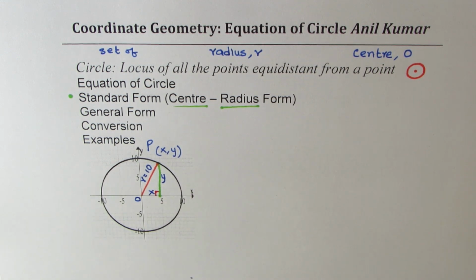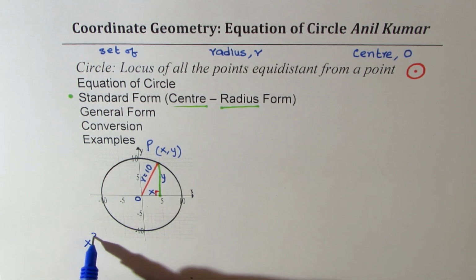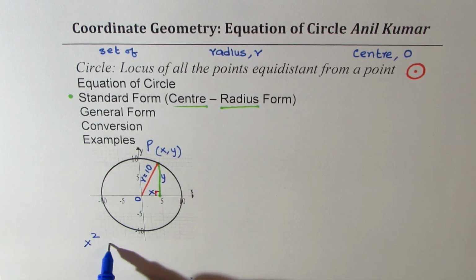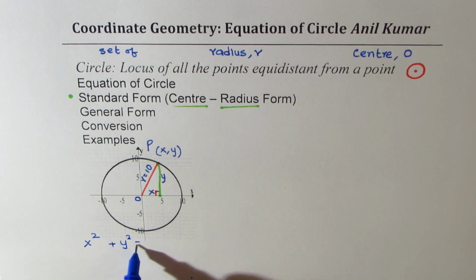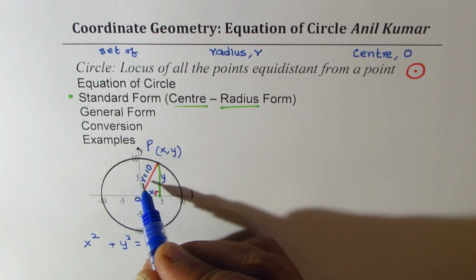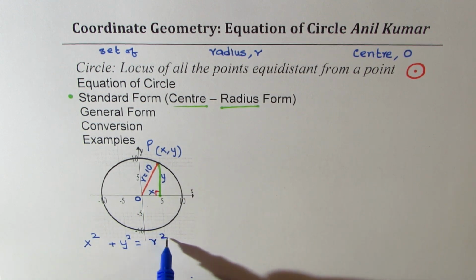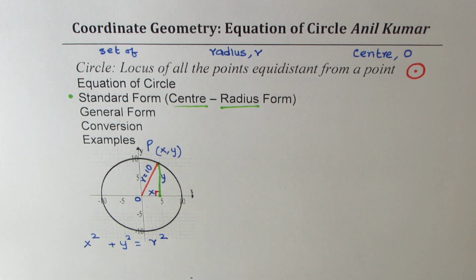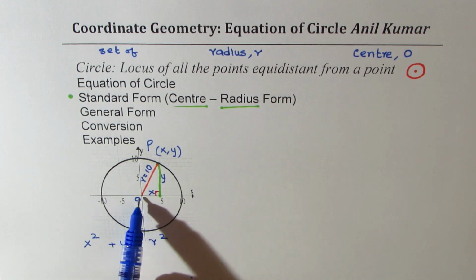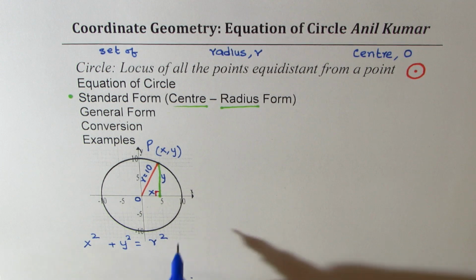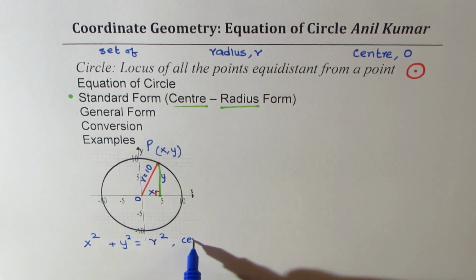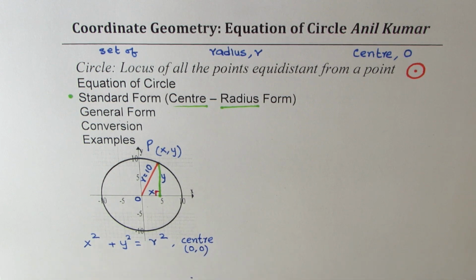In any right triangle, we can apply the Pythagorean theorem, right? Which is x squared, this distance, plus y squared equals the hypotenuse, which is r squared, right? So if I write it out, I actually get one form of the equation with center at origin. So in this case, the center is at origin (0, 0).